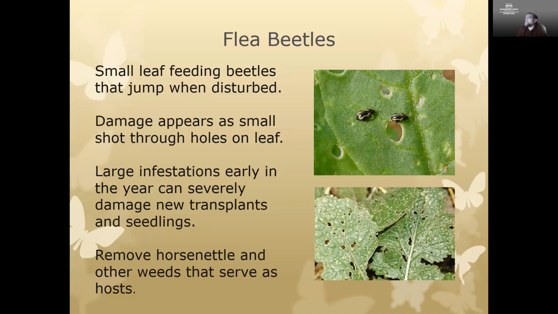Large infestations early in the year can really damage new transplants and seedlings. Larger plants tend to be less affected by this, though again, it can be unattractive. Now, one thing that can be effective as a cultural practice to help reduce problems with flea beetles is to reduce weeds, particularly horse nettle, in the area of the garden, as that serves as an alternative host for flea beetles. They'll often build up their population there early in the season and then move on to your crop.